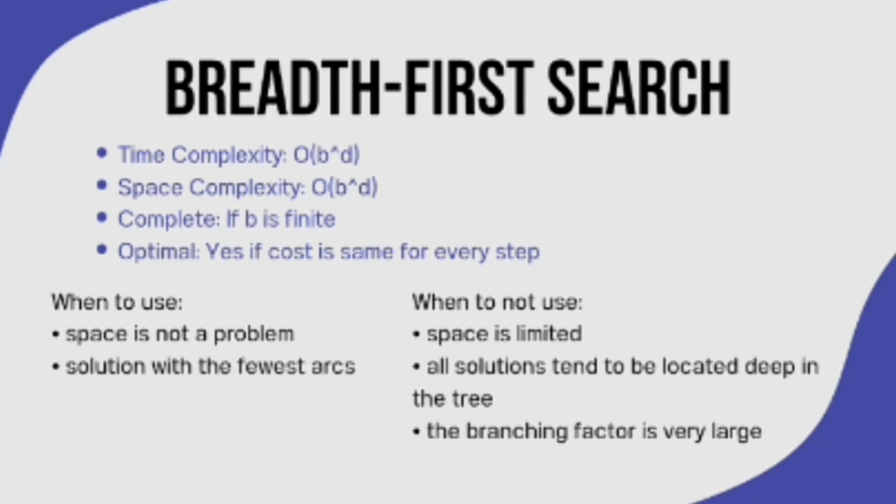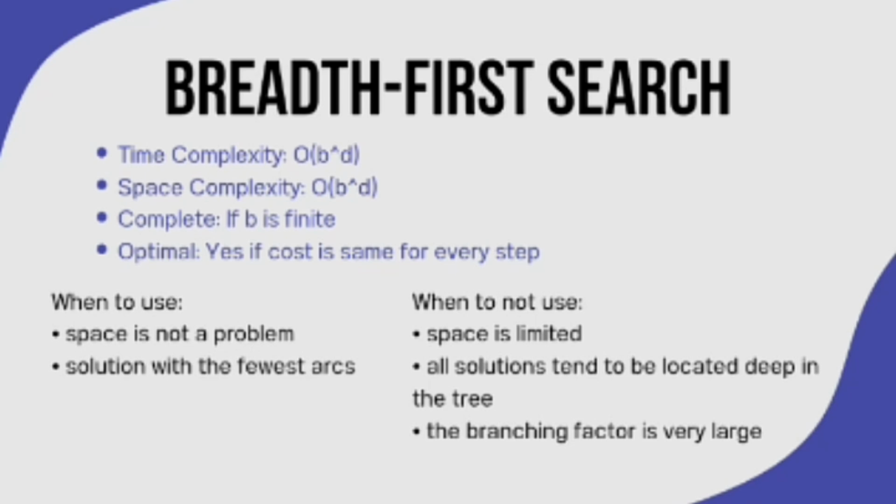And completeness: if our graph or tree is finite, then breadth first search is complete and optimal. It is optimal if the cost for every step is the same, because if we have a solution that is very deep in the tree and a solution that is more shallow in the tree, since we're going level by level, we first reach the solution which is shallow. So yes, it is optimal, but only if every step has the same cost, otherwise it would not be optimal.